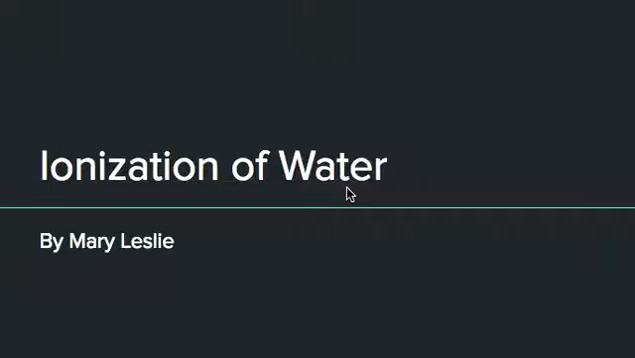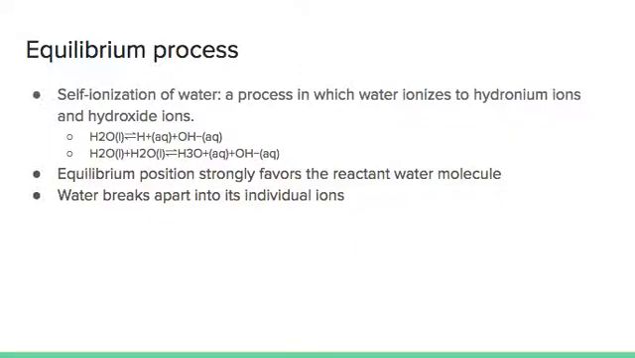Okay, so this is a presentation about the ionization of water. So the equilibrium process, self-ionization of water, is a process in which water ionizes to hydronium ions and hydroxide ions.